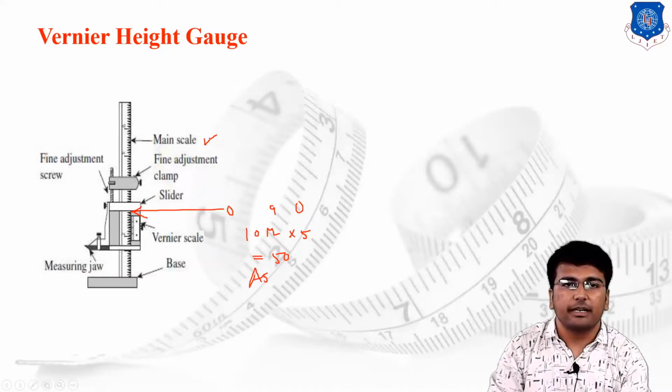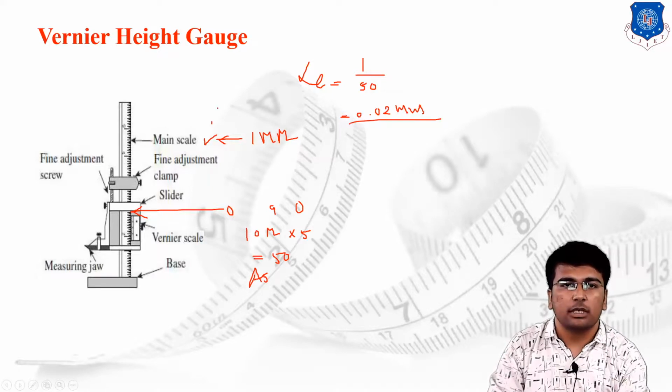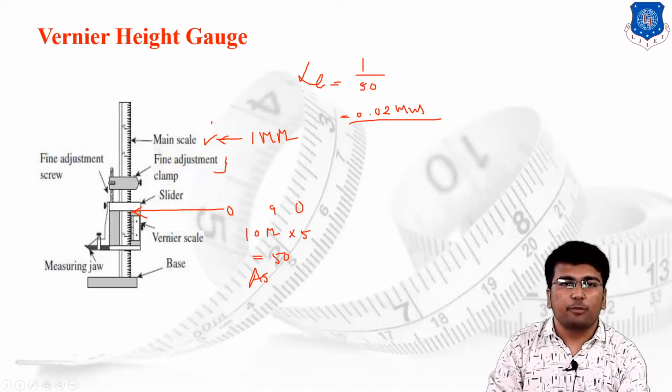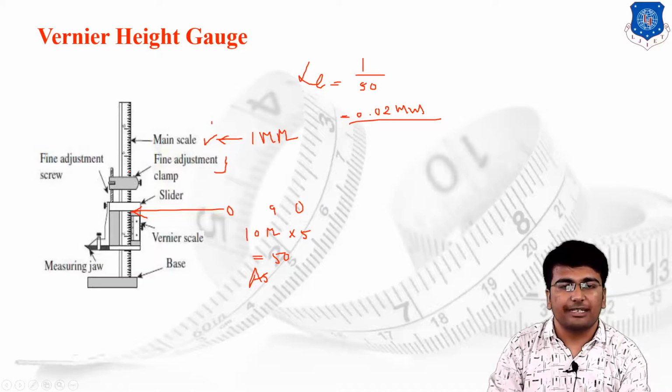The minimum reading possible on the metric main scale is 1 mm. So the least count of the vernier height gauge is the minimum reading available on the main scale divided by the maximum number of divisions on the auxiliary scale. In the same way, this is 0.02 mm. This is the least count of the vernier height gauge. The fine adjustment clamp has been provided to properly clamp the position of the vernier auxiliary scale. The slider, or auxiliary slider, has been provided, on which the auxiliary scale slides over the vertical column of the scale.